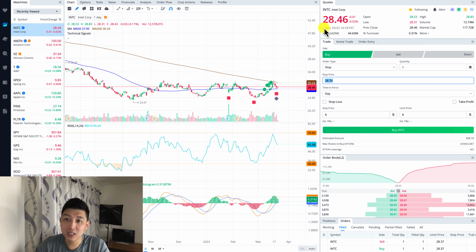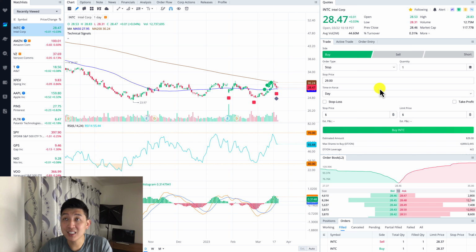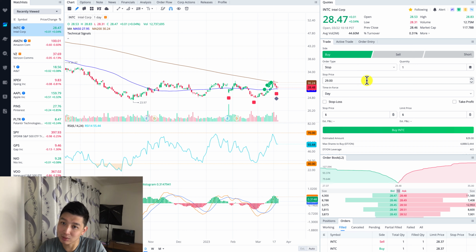So right now, Intel's trading at 28.46. Let's say that I think that if it hits a level of $29, it's going to shoot higher, just for hypothetical reasons. If it does hit $29, it'll convert to a market order, and it'll start buying at whatever the market price is. Now this only works during the regular trading hours, and it's not going to work during extended hours. So if all of a sudden Intel shoots up to 29.50, the next day it's going to start buying at whatever the market price is, 29.50. That's the downside to it.